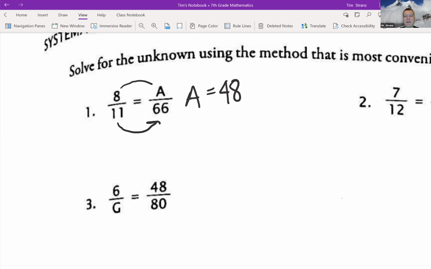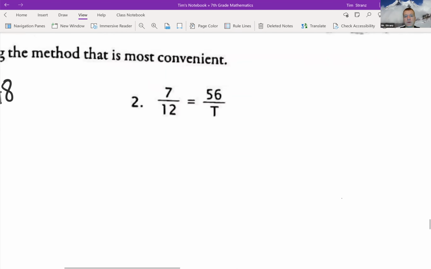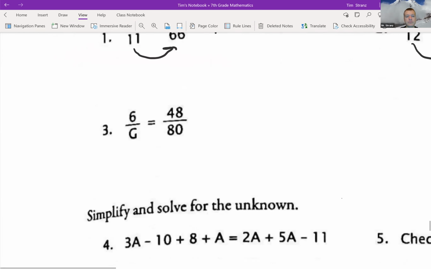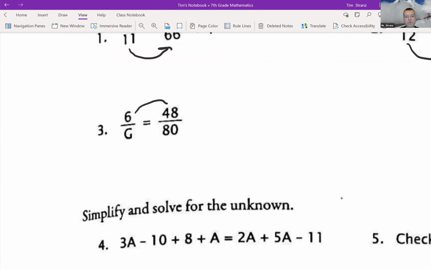Okay, let's look at number 2. Again, 7 times 8 you can see is 56. So 12 times 8, that is going to be 96. Okay, let's look at number 3. 6 times 8 gives you 48. So what number times 8 gives you 80? Well, we know that that has to be 10.